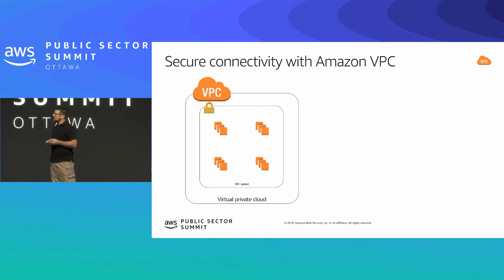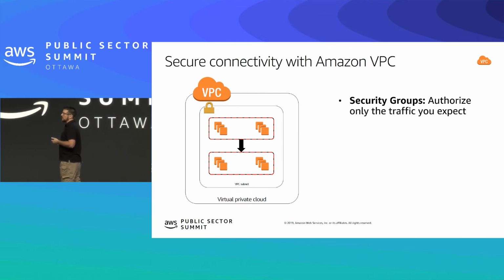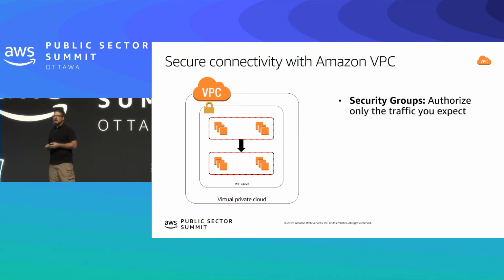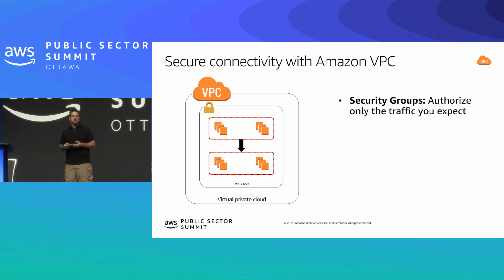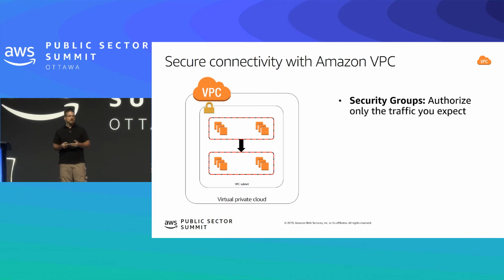So the first one that we can provide secure connectivity is via something called a security group. And security groups allow you to authorize only the traffic that you expect to a resource like EC2. So this is a stateful packet filter that wraps around resources that exist inside of your VPC and inside of your subnet. And the default posture for a security group is always deny. So if it isn't explicitly allowed, a user wouldn't be allowed to use that from a network perspective.